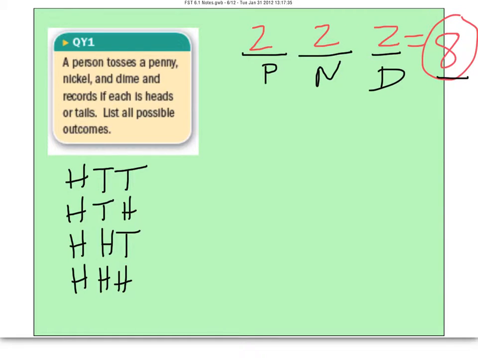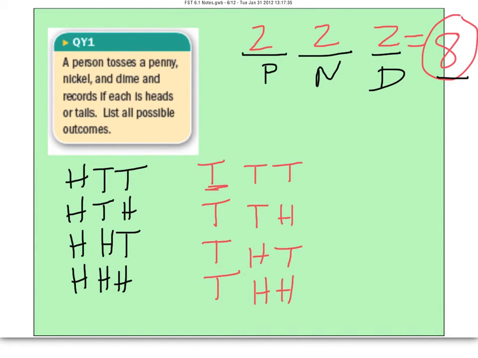Well, this assumes that the penny is heads. We can have all these scenarios assuming now that the penny is tails. So if we start out with the penny as tails, the other 2 could be tails, or tails and heads, or heads and tails, or we could have heads and heads. And that's a sample space of all 8.